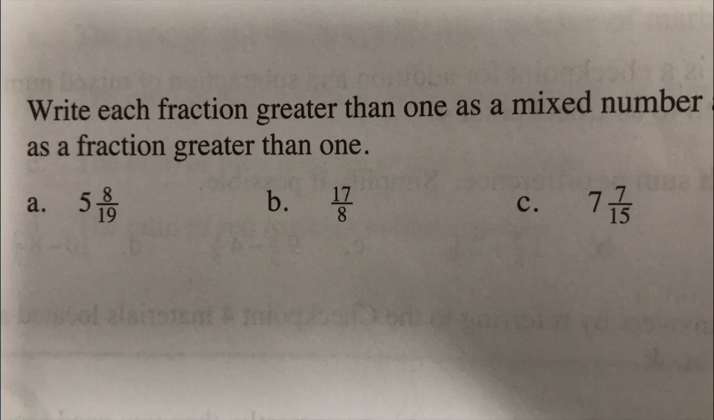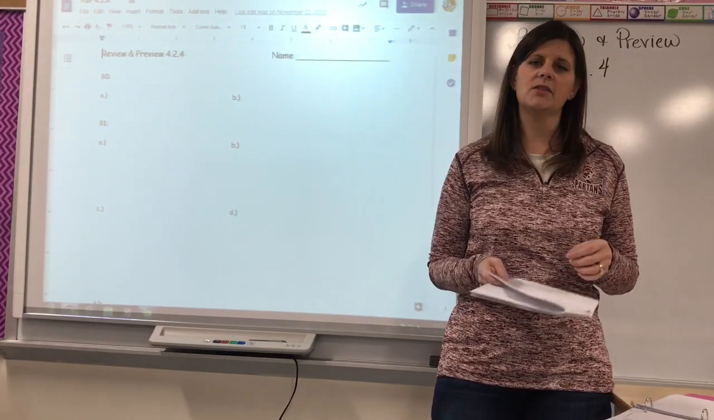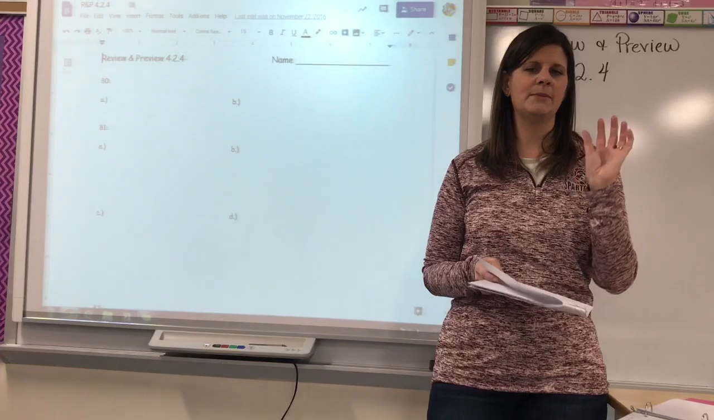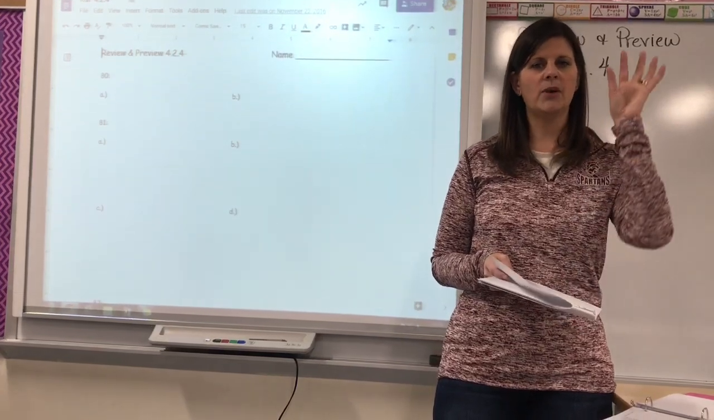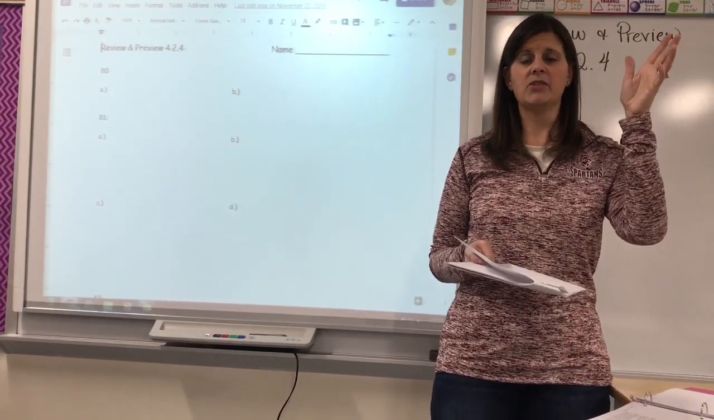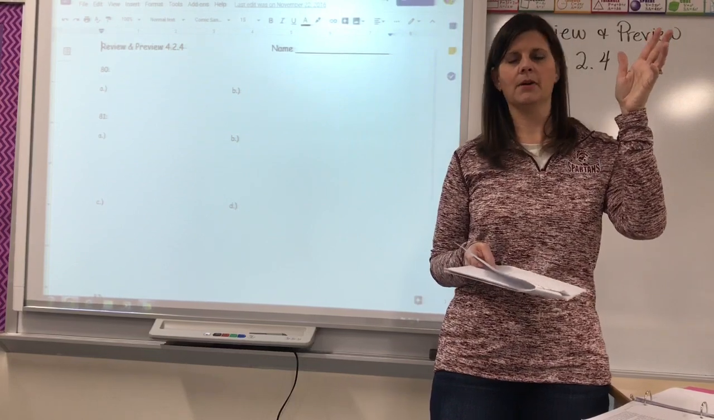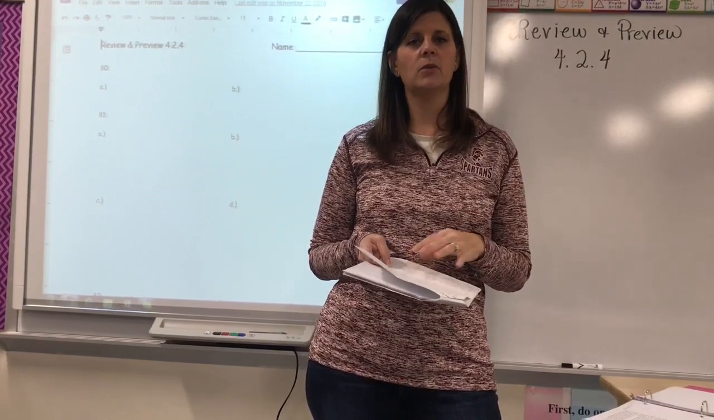Now on 2 of these, they're giving you an improper fraction and asking you to change it to a mixed number. So you have to start by deciding how many times does this denominator go into this numerator. That's going to give you the whole number part of your mixed number. Decide how much is going to be left over, and that will be your numerator, and then your denominator will stay the same.